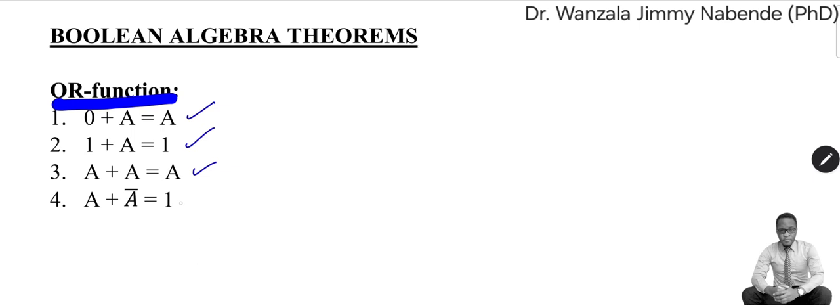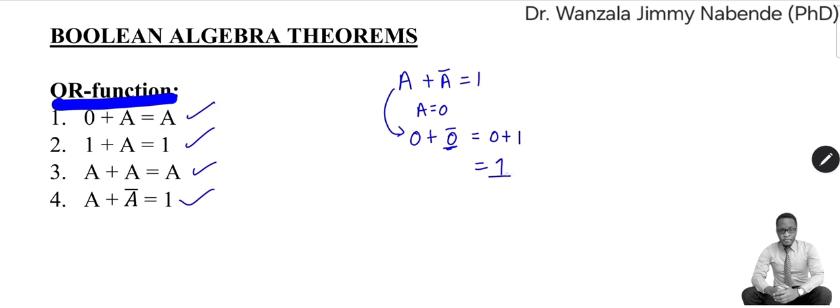The fourth one, A plus A complement is equal to 1. If A is 0, then this will be 0 plus 0 complement, which gives us 0 plus 1, since it's a complement. And 0 plus 1 gives us a 1. And that's why we are getting a 1.